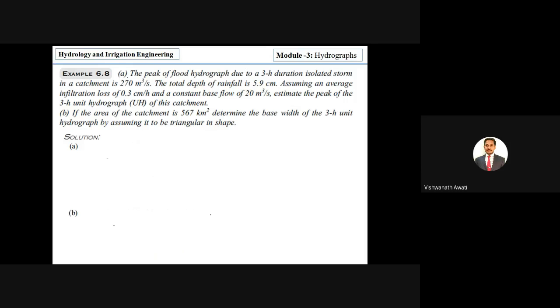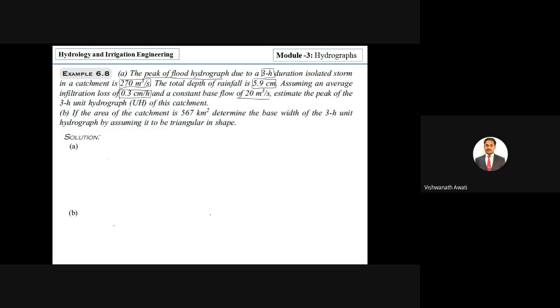Here is the example: a peak of flood hydrograph due to 3 hour duration. How much is the duration? 3 hour, right? Very important. The isolated storm in a catchment has a peak flow hydrograph of 270 meter cube per second, of 3 hour duration. The total depth of the rainfall is 5.9 centimeter. Assuming an average infiltration loss of 0.3 centimeter per hour, and the constant base flow, here they have given constant base flow, not varying, 20 meter cube per second.